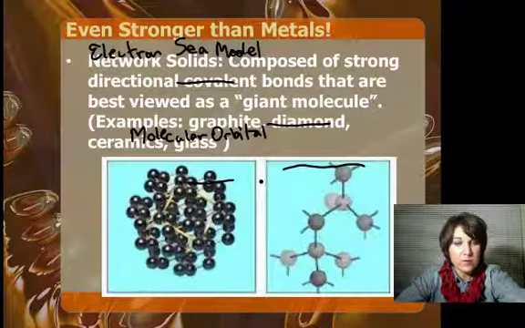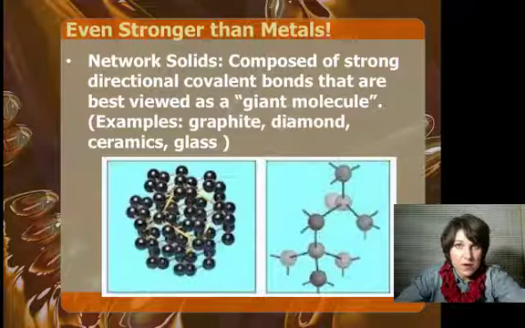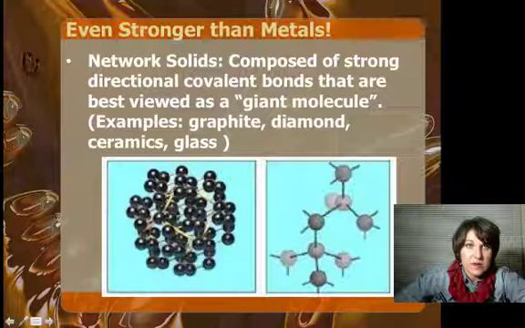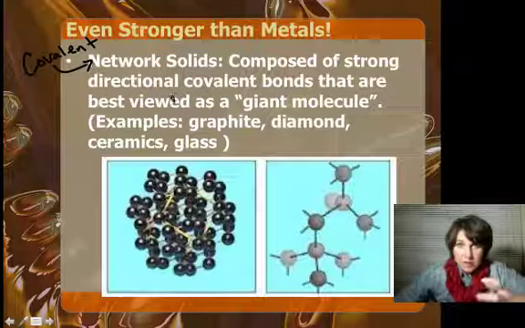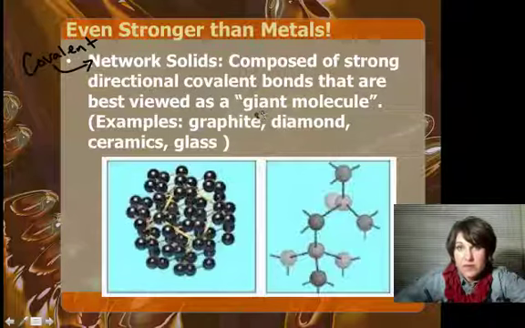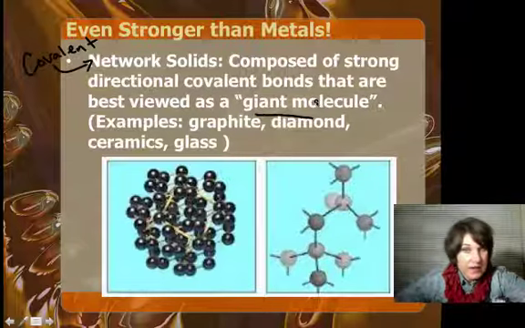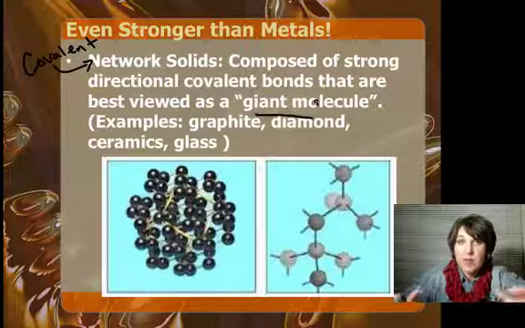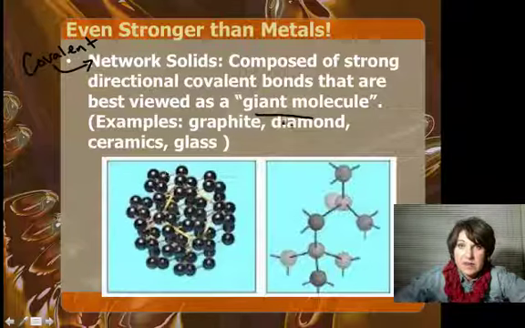Oh, no, we have one more. Something that's even stronger than metals would be our network solids. Typically, we call these covalent network solids. When we have a whole bunch of covalent bonds that are all in a network together so that it looks like a giant molecule, there's no place to say where it begins or where it ends because it just is all stuck together in the same regular repeating pattern. Then that's when we get a covalent network solid.